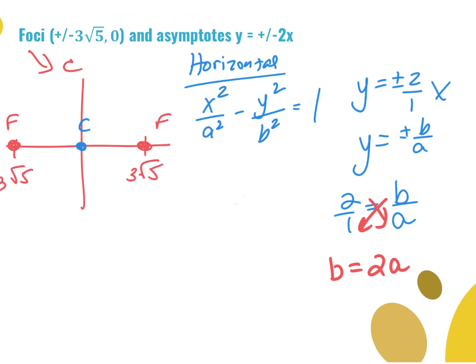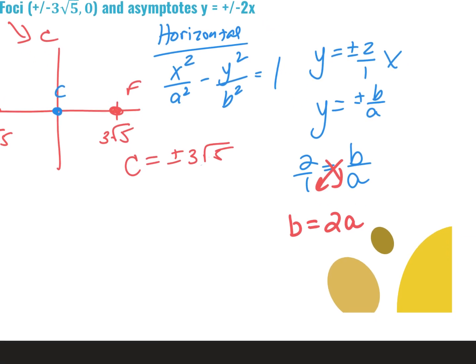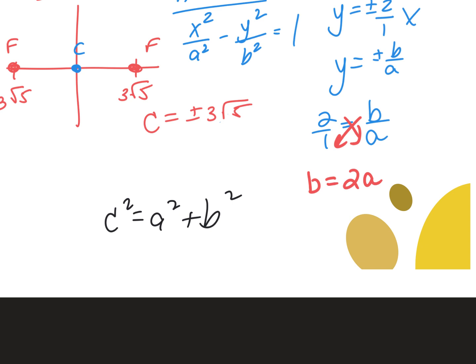I know what c equals, don't I? Plus or minus 3 root 5. Logan's saying, well, wait, what about the Pythagorean theorem? Okay, so let's write the Pythagorean theorem. What can I do here, guys? Can I take this and put it in there?